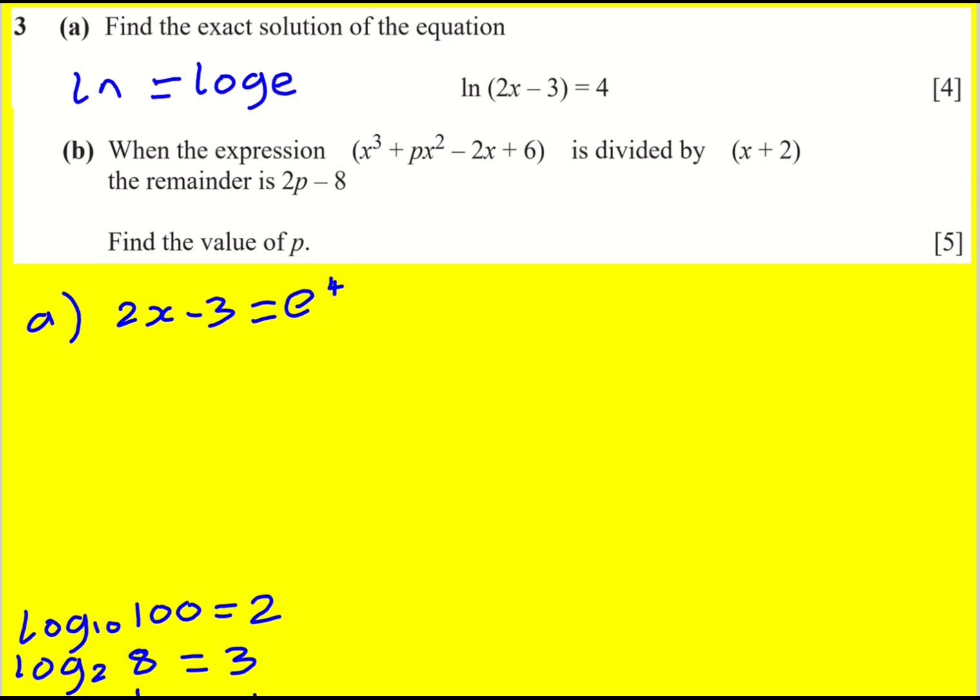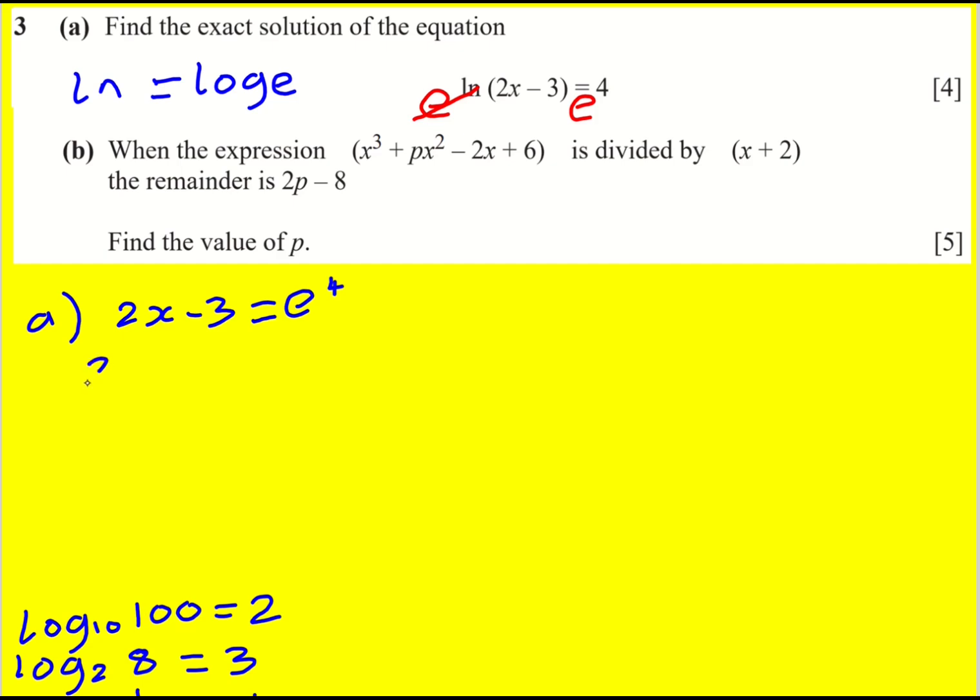The alternative way to think about it is that we could raise both sides to the power of e, because e and ln are opposites or inverses, so they actually cancel out. And again, the 2x minus 3 comes down, and we're left with 2x minus 3 is e to the 4.